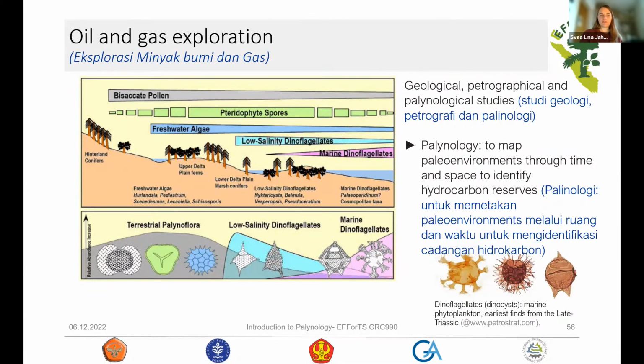Here just shortly explained, because I'm also not an expert for this, but in general we use, for example, pollen that can come from the land, so terrestrial pollen, to identify different areas of forests or other ecosystems on the land. And we use dinoflagellates for marine or low salinity systems, in which we can also, for example, find these hydrocarbon reserves.